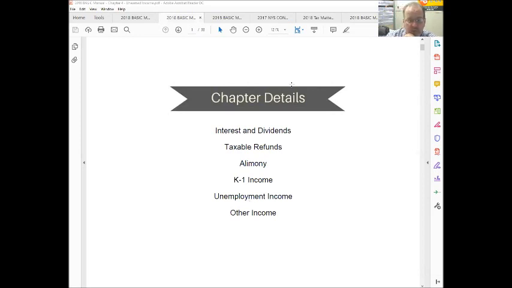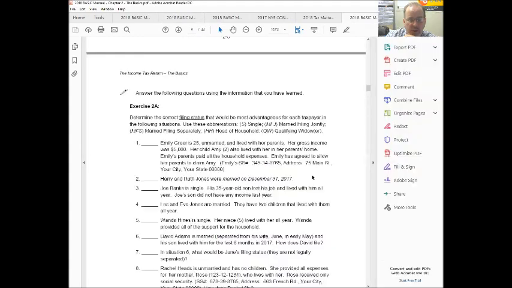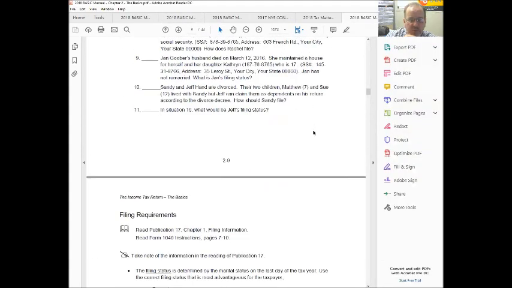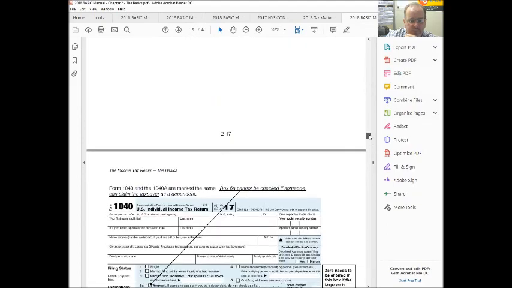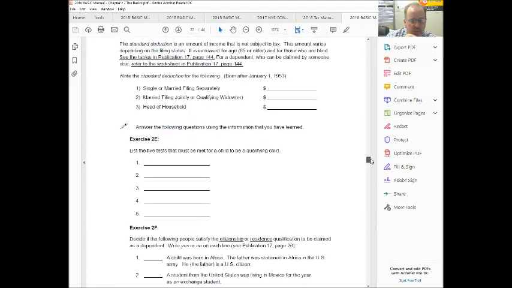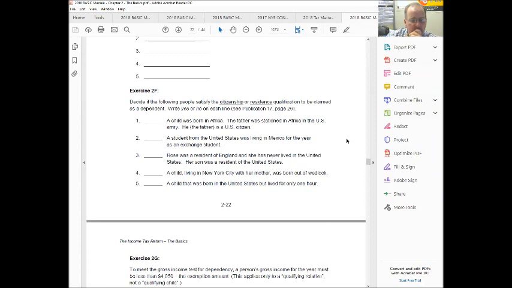All right, so we had one more question from 2F number 5. Let me find the exercise so we can have it up here. 2F number 5, a child that was born in the United States but lived only for 1 hour. That one meets the test for citizenship, residence, qualifications. That is a dependent. Granted, it's a sad situation that somebody only lived for 1 hour, but that would be a qualifying child that would be a dependent on somebody's return.